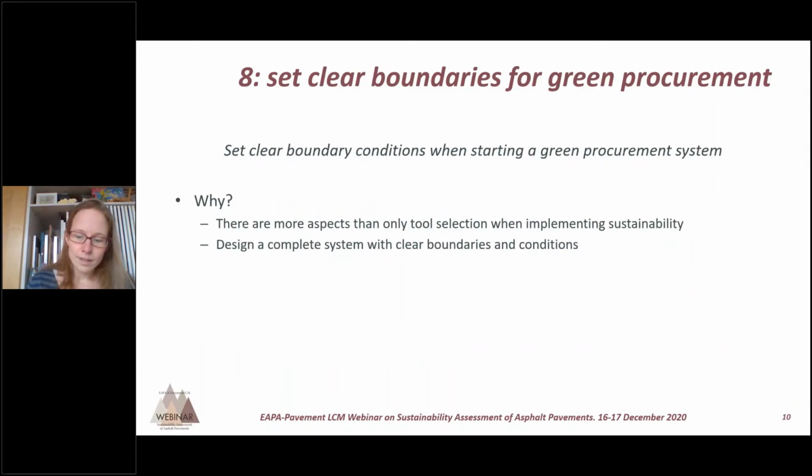Well, this is a bit one coming in between. It's about green procurement, what Rob already told about. We really wanted to emphasize that if you're going to do green procurement, please set clear boundary conditions when you're starting such a system. Because it's not just about tool selection. If you're going to implement sustainability, you have a complete system to think about.